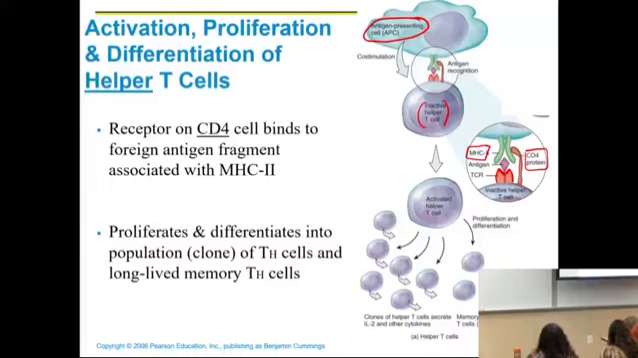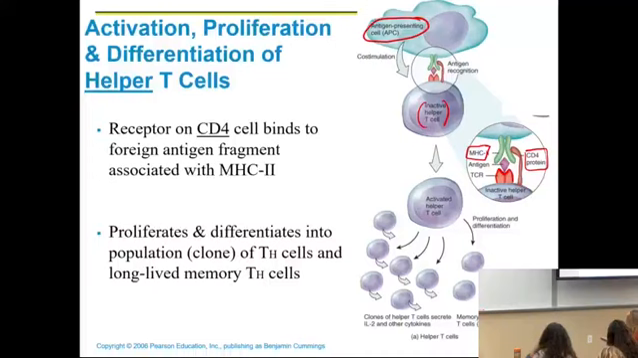So now we have the right helper T cell with the right shaped receptor. We produce this clone army. How is that clone army going to help? How, right? That's the name of the cell. It's a helper T cell. How is that helper T cell, that army, going to help us?